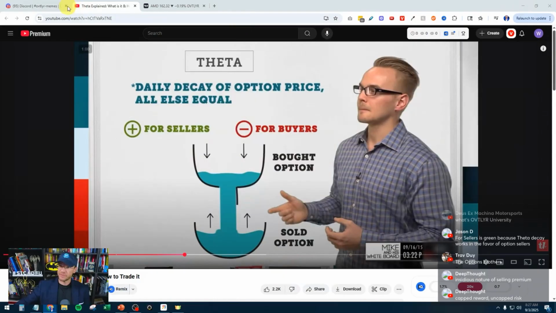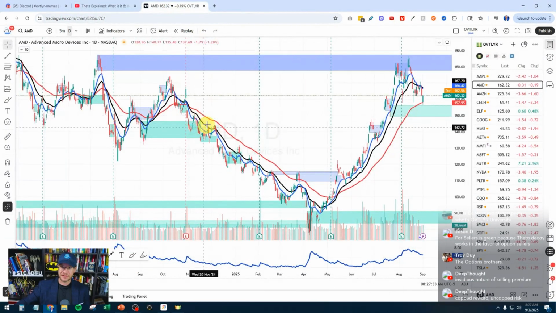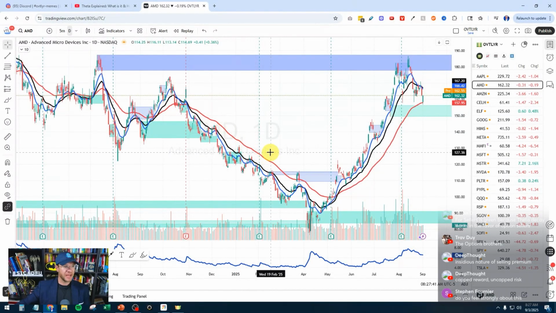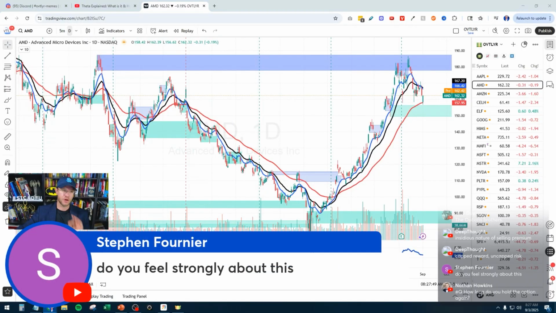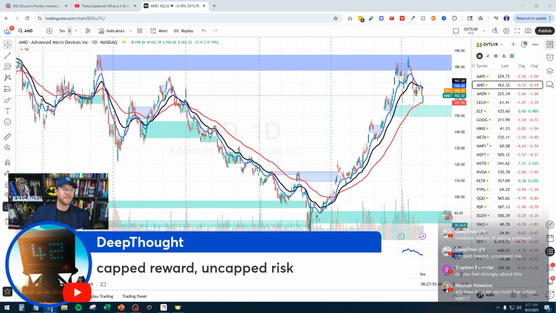The issue here is, let's say that you were selling options and you were selling put options, for example, and you were expecting the price of the stock to go up. And every day that goes by, you are collecting that theta. But unfortunately, you have the delta working against you. And I am so adamant about this. Do you feel strongly about this? More than anything. And you have a capped reward with uncapped risk here.